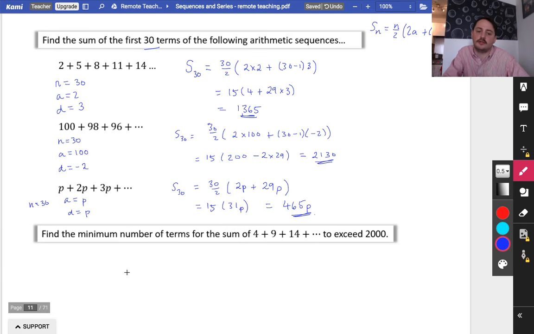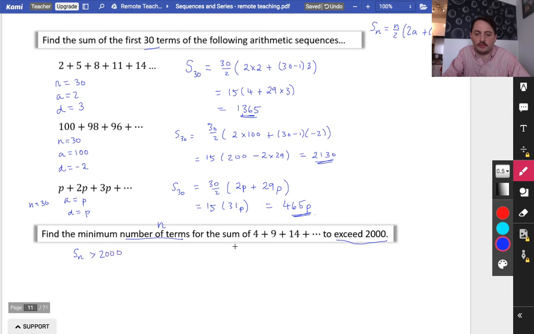Okay, now you can just start seeing how you can use some of the previous knowledge that we've got. It says find the minimum number of terms. So the number of terms is actually going to be referring to n here. Find the minimum number of terms for the sum of 4 plus 9 plus 14 to exceed 2,000. So I want the sum to n to be bigger than 2,000.